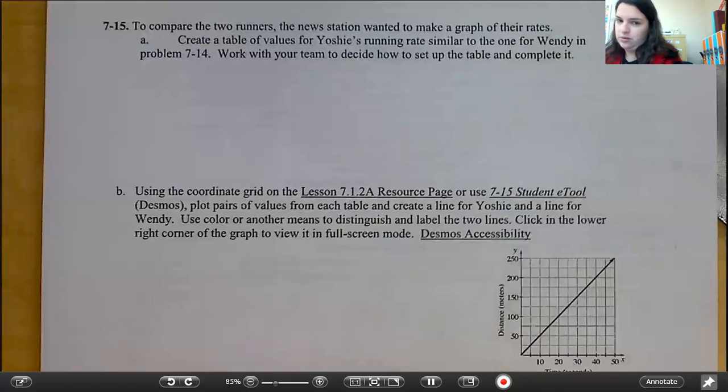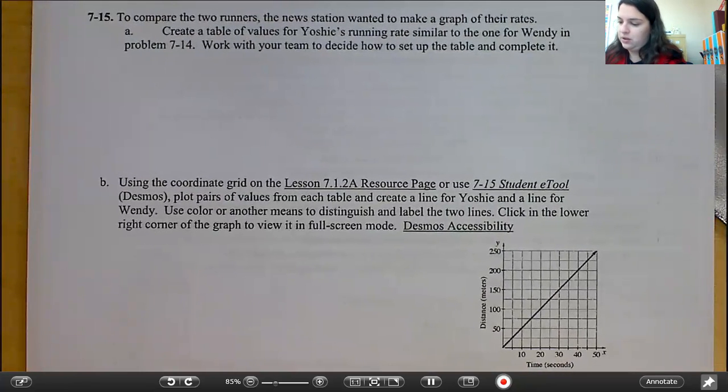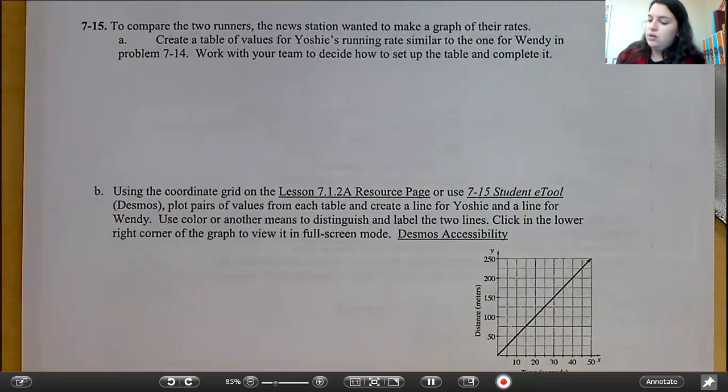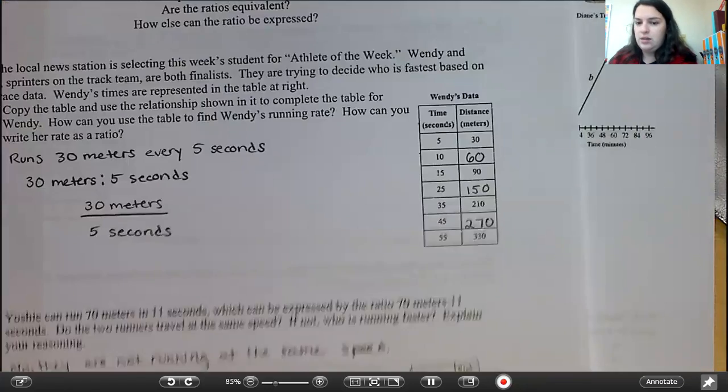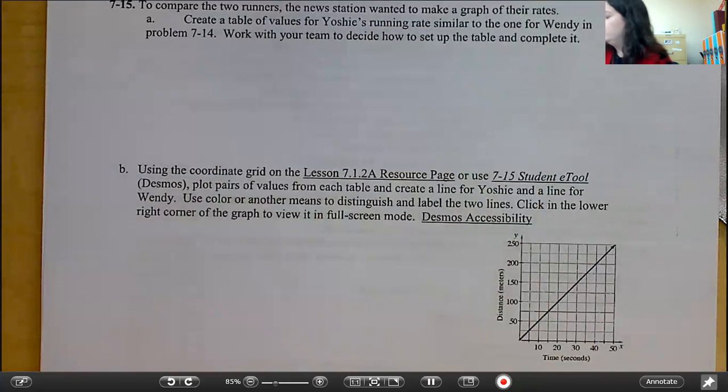So if we flip it over, 715 says, to compare the two runners, the news station wanted to make a graph of their rates. Create a table of values for Yoshi's running rate similar to the one for Wendy in problem 714. Work with your team to decide how to set up the table and complete it. So 715, we already started that table for you at the bottom of 714 part B. So you're going to want to copy down this table on part A. Like I said, we already started it for you, and you're going to want to finish it.